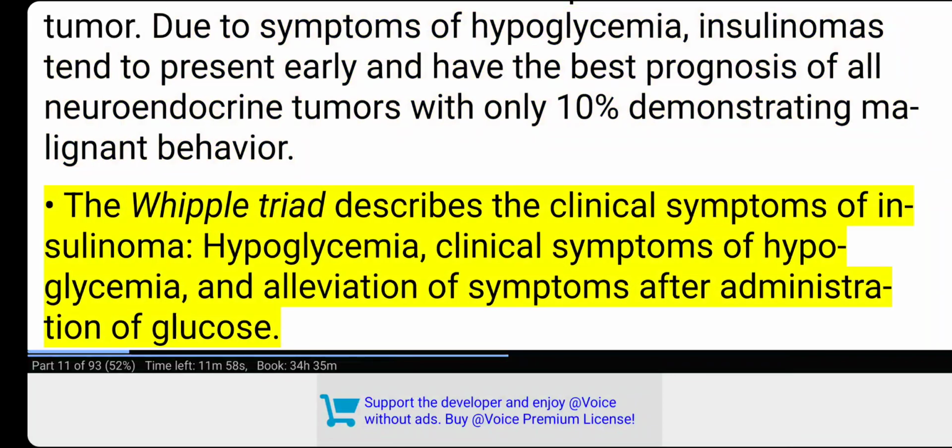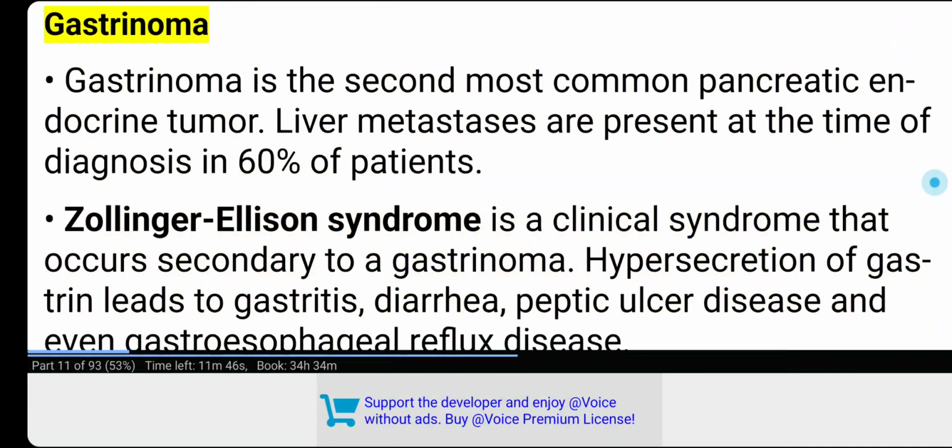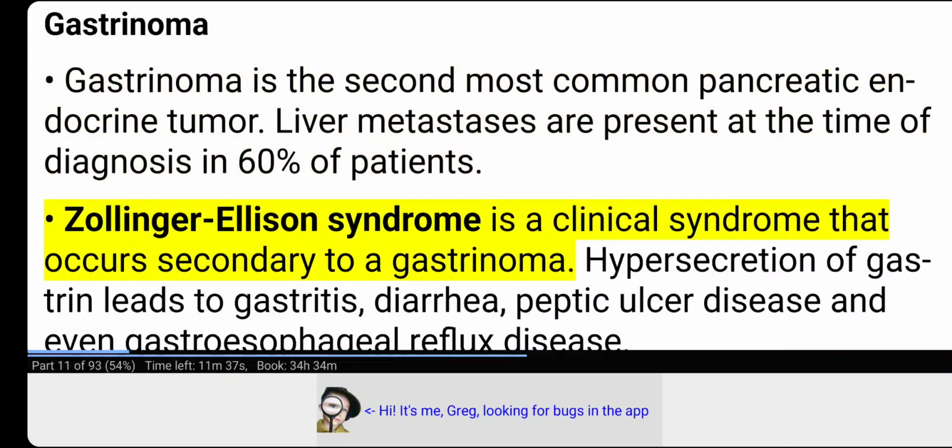The Whipple triad describes the clinical symptoms of insulinoma: hypoglycemia, clinical symptoms of hypoglycemia, and alleviation of symptoms after administration of glucose. Gastrinoma. Gastrinoma is the second most common pancreatic endocrine tumor. Liver metastases are present at the time of diagnosis in 60% of patients. Zollinger-Ellison syndrome is a clinical syndrome that occurs secondary to a gastrinoma.